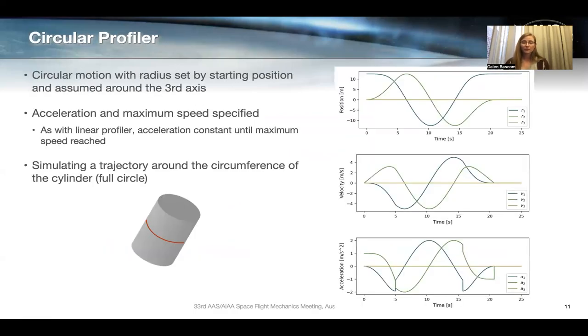Now, for the circular profiler that we developed, this is a similar setup to the linear one, with the difference that the tangential motion is essentially linear if you were to unroll it, but we have the motion curving around and staying circular. So there's this added centripetal acceleration and a change in direction for both the velocity and the position profile. So you can see the motion looks a little bit more complicated.